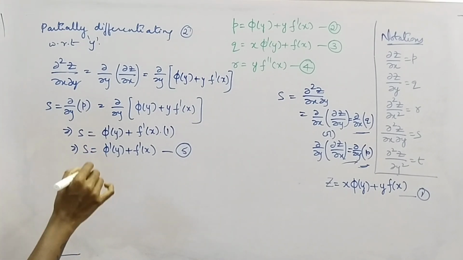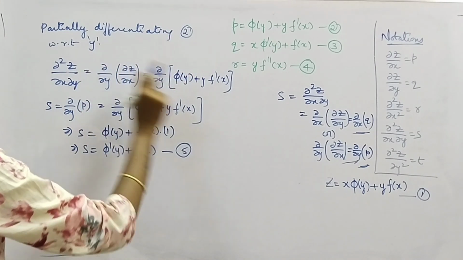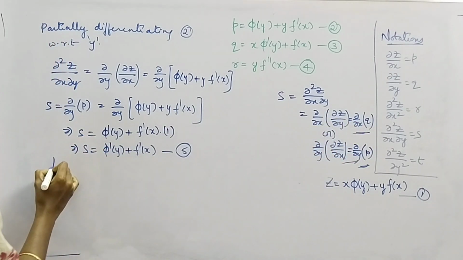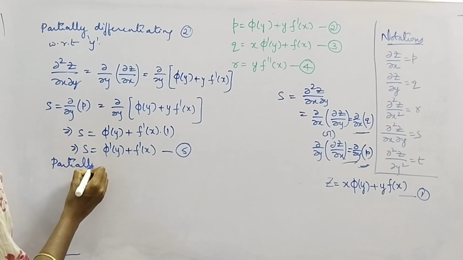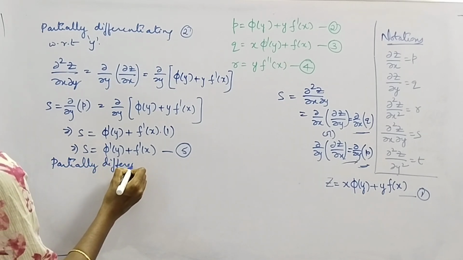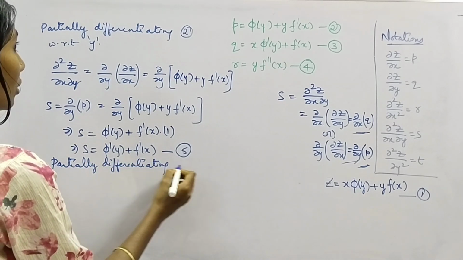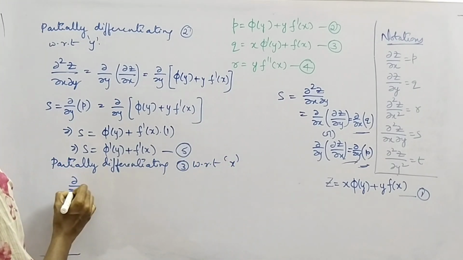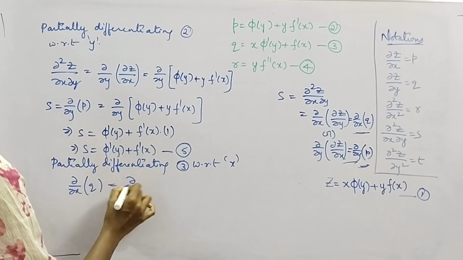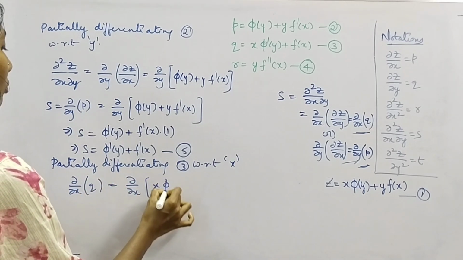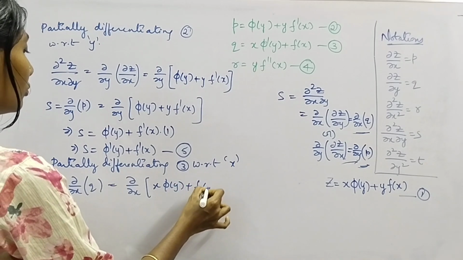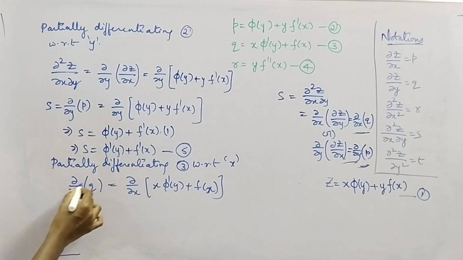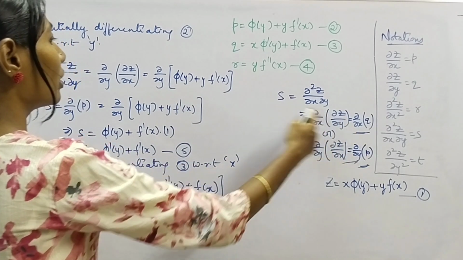Now let's see another way. In order to find s, we can also pick this one. Partially differentiating 3 with respect to x, that is dou by dou x of q. This is nothing but dou q by dou x. Dou q by dou x is again s.